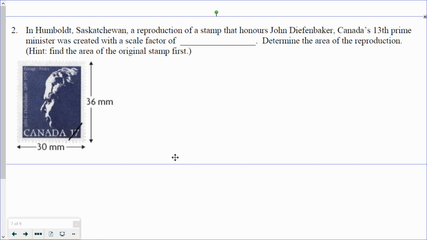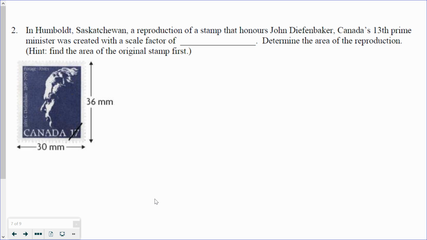So back to the old Humboldt, Saskatchewan question. I said we needed to remember that number. And so we had a scale factor of 66.6 repeating. We can use a rounded value, so we could do 66.7, but that'll make our answer off by a little bit. So try to keep as many of those 6s as you can in your calculator when you're doing this one, because if you use a rounded value, you actually end up with your answer off by a little bit.